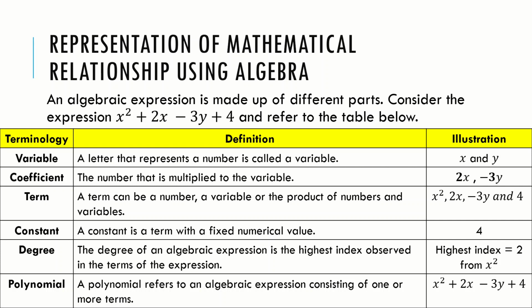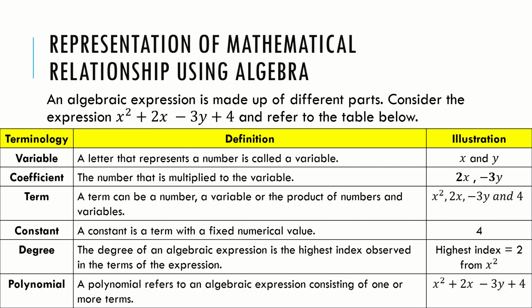So what about degree? The degree of an expression is the highest index observed in the terms of the expression. So what is the highest index for the above expression, x squared plus 2x minus 3y plus 4? The highest index is 2. Why? Because it's from x squared.